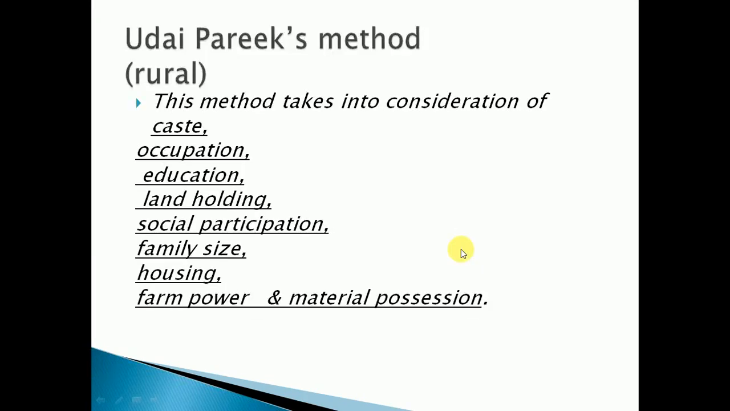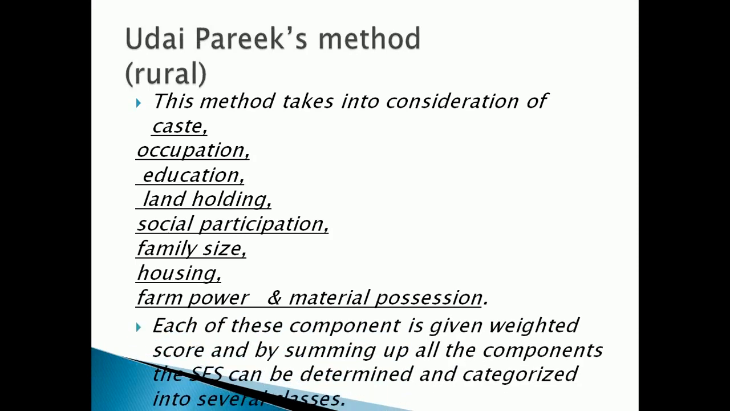So coming to Udai Pareek's method, this method is mostly used in rural areas. This method takes into consideration caste, occupation, education, land holding, social participation, family size, housing, farm power, and material possessions. All these factors are taken into account in the Udai Pareek scale. But in the case of the modified Kuppuswamy scale, we take only three factors: education, occupation, and income. You have to remember it. So in the Udai Pareek scale, these multiple factors are taken into account for classification, and finally all the components are weighted, a score is given and then added, like in the modified Kuppuswamy scale.